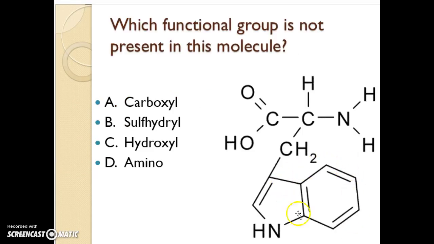So looking at this particular molecule that you're seeing here, what functional group can you not find of the 4 listed? So take a second, pause this, and make sure you can identify the different functional groups here.